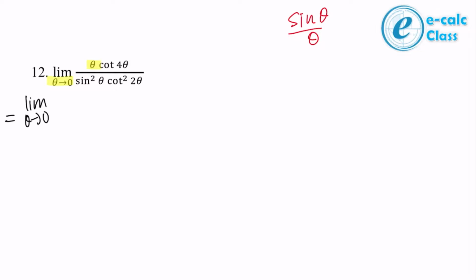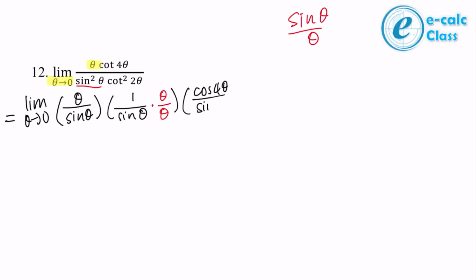Limit theta approaches 0. The first one, I will just take the theta and give it to one of these sines. Sine theta. And now I have another sine theta left over, so I will just write 1 over sine theta. And I know that later I will need the theta for this sine theta. Next I have cotangent 4 theta. Cotangent is cos over sine. And later I need 4 theta over 4 theta for this fella here. Just prepare everything first. I know it's a little bit long, but just prepare everything.